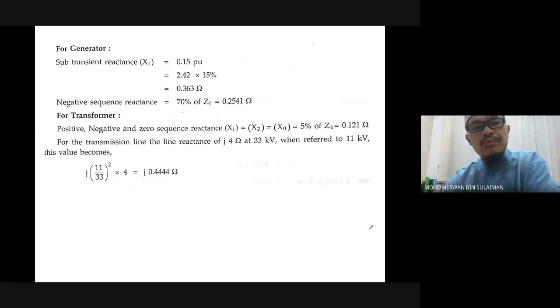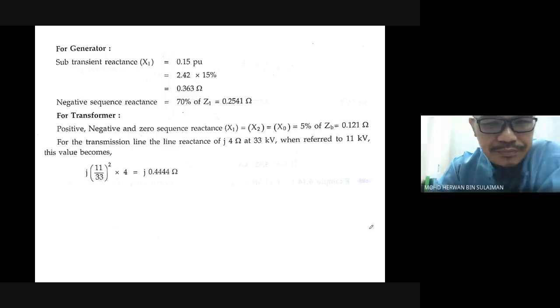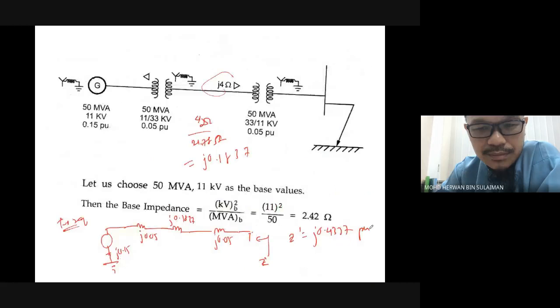Oh, soalan ni saya nak buat lah. Kenapa dia jadi gitu? Subtransient X1 0.15 per unit, 0.363 ohms. Pelik pula. 2541. Positif, negatif, zero sequence sama. Z base 1.021 ohms. For transmission line, return 4 ohms at 50 kV, 11 kV. 444. Dapat 4337, right?